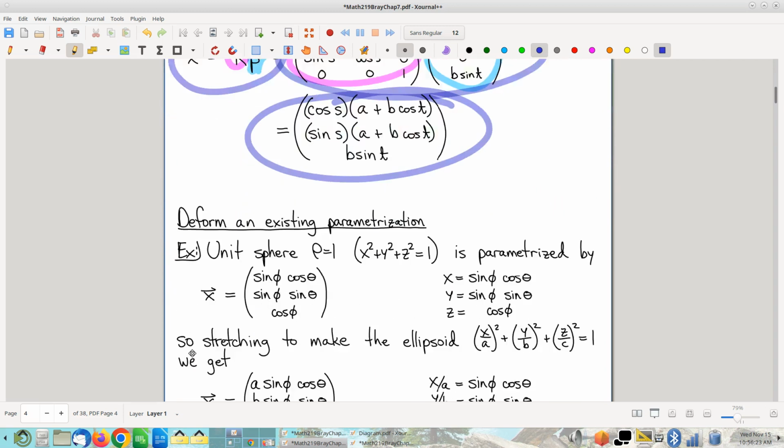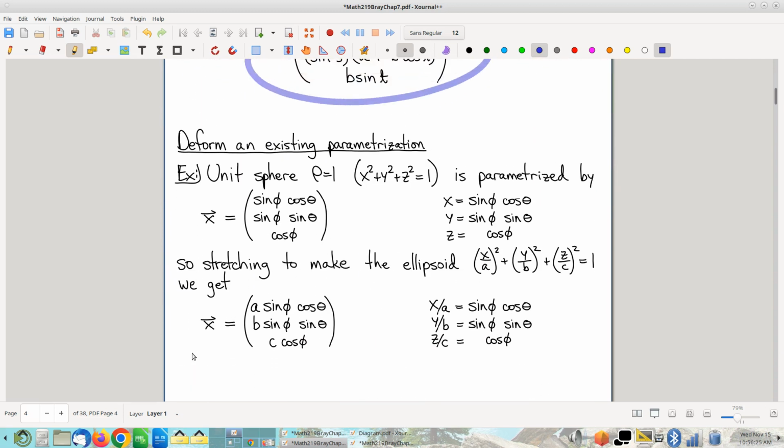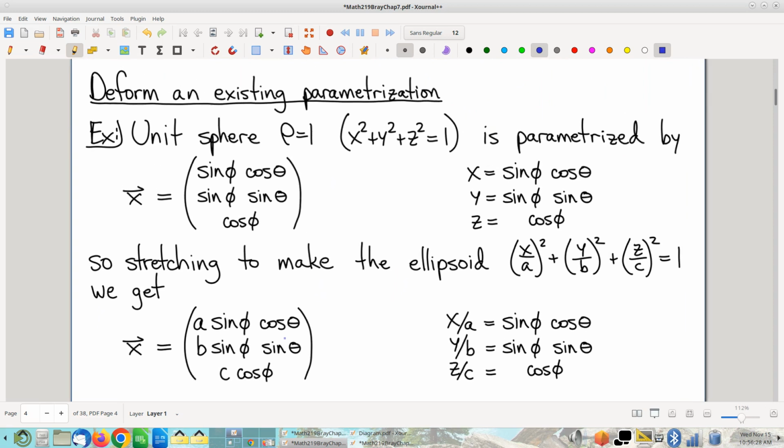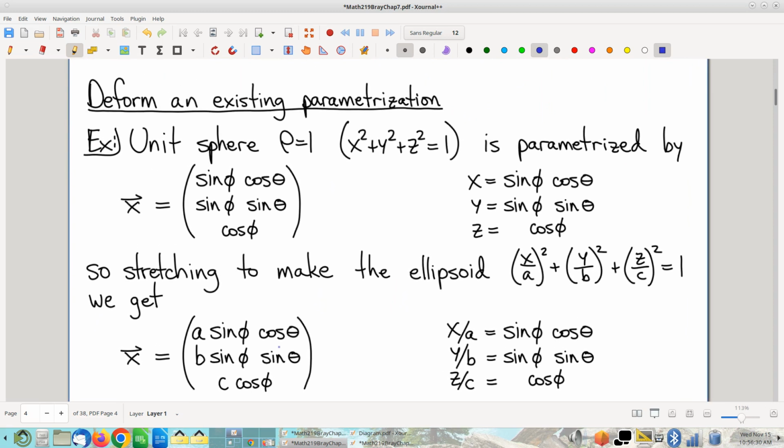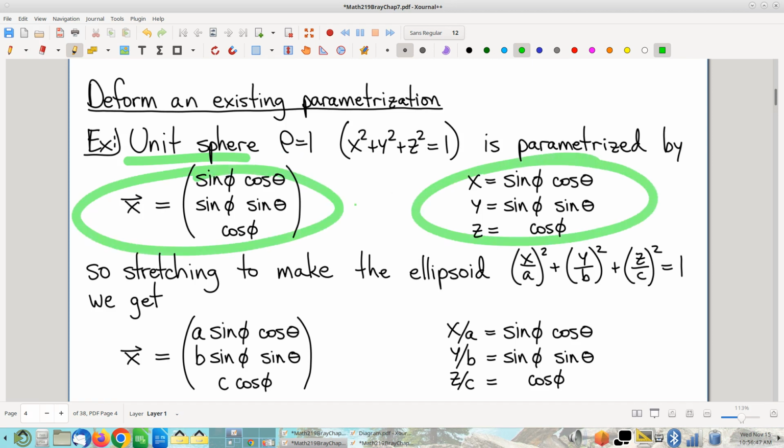Okay. All right. Last method I'm going to show y'all: deforming an existing parameterization. Sometimes the thing that you want to parameterize looks a lot like something that you already know how to parameterize. For example, we already know how to parameterize the unit sphere. The unit sphere is easy to parameterize because it's a spherical graph.